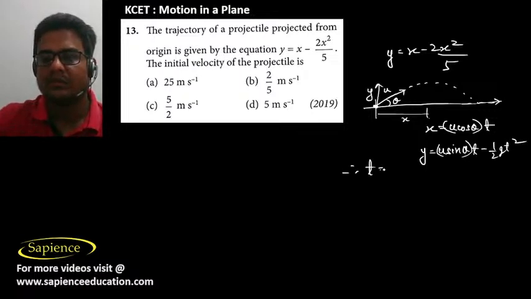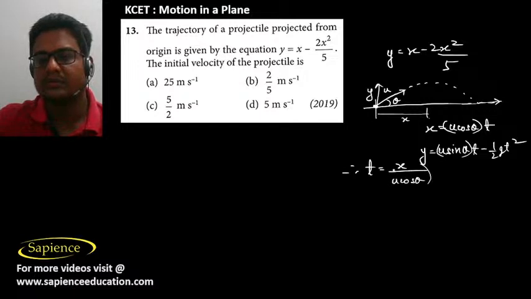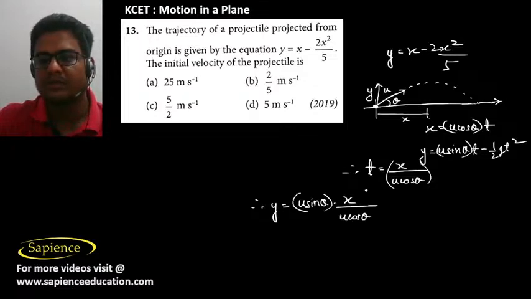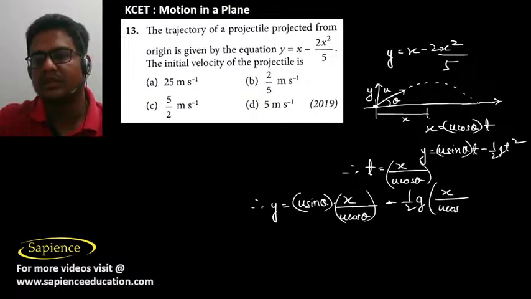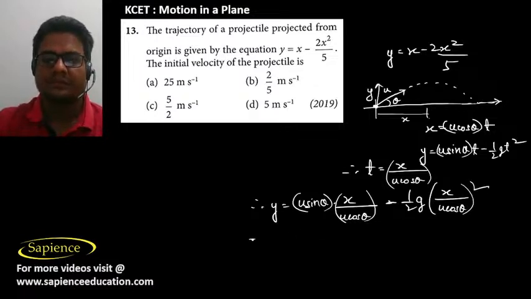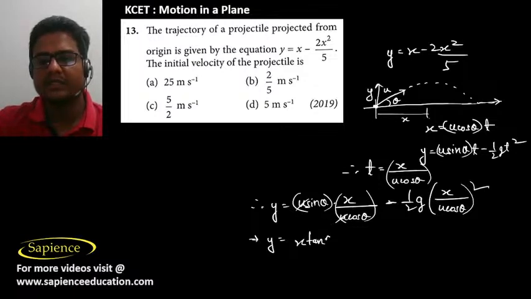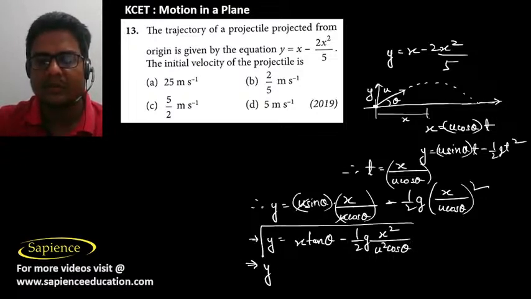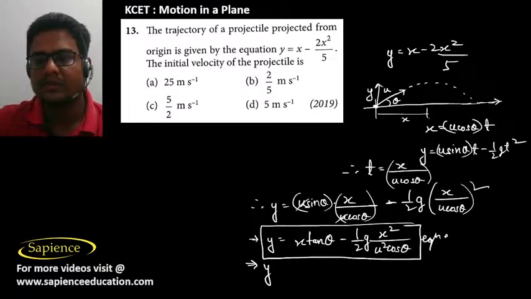Therefore t will be equal to x by u cos theta. Now y will be equal to u sine theta into t, which is x by u cos theta, minus half g into t square, which is x by u cos theta whole square. So u and u will cancel, then we will get x tan theta minus half g x square by u square cos square theta. So this is the required equation of the trajectory.